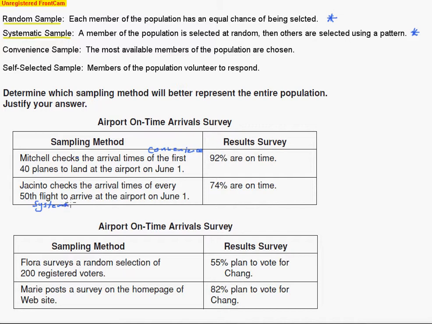And so systematic is definitely one of the better ones. So I underline the ones that are better. Random being the best, systematic being second best. Convenience and self-selected, not as good. So I would go with Jacinto's. And the reason I would do that is because he used a systematic sample, which is better, or maybe just more accurate than Mitchell's convenience sample.